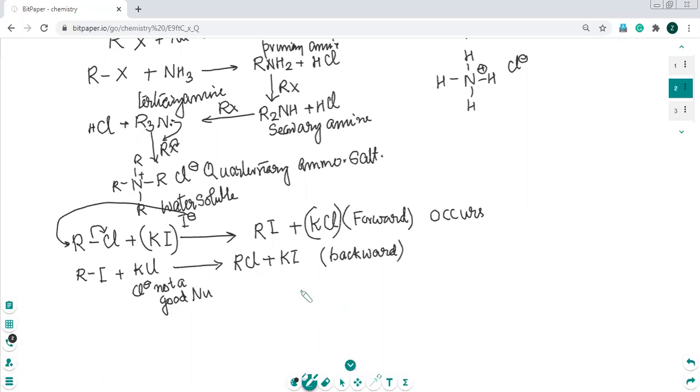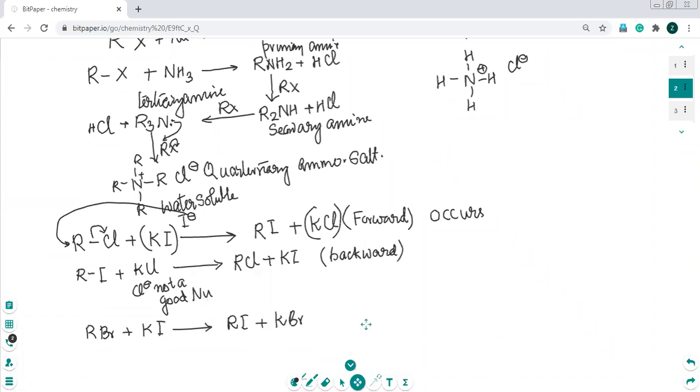So, similarly, suppose you are taking RBr. Again, it reacts with potassium iodide. You'll get RI plus KBr. So Cl and Br can be replaced by iodide from potassium iodide. So these are the general substitution reactions.